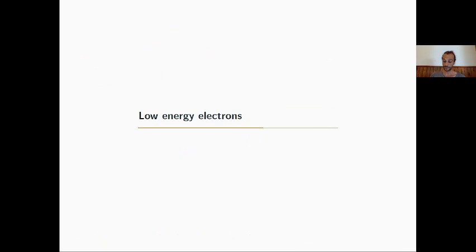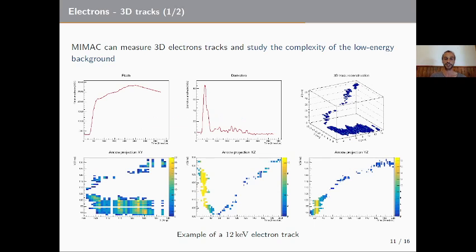Okay, now I'll move to something a bit different. I will talk about low-energy electrons, because MIMAC can help in understanding such electrons that are part of the background, but also because it can be useful to search for axion-like particles. In this measurement, you see a 12 keV electron that enters the detector on the upper right here, and that has a very curvilinear track.